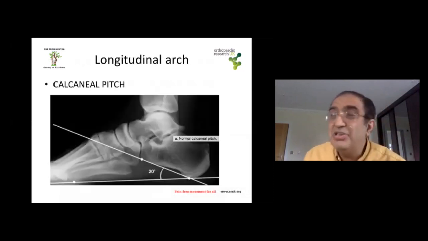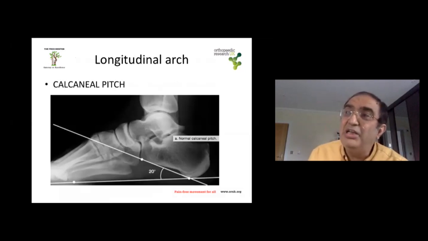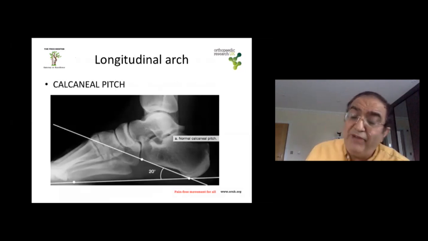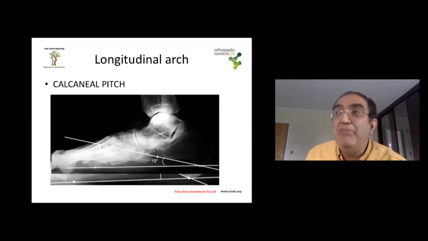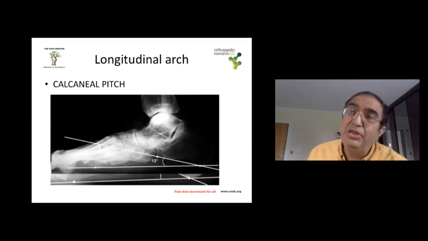Then we are talking about the calcaneal pitch. So calcaneal pitch is a line along the inferior border of the calcaneum and a line along the plantar surface of the foot. And normally it ranges from about 25 to 45. So here you can see that in a flat foot, the calcaneal pitch may be reduced. So that's the other important thing which tells you there's a sagittal plane problem.